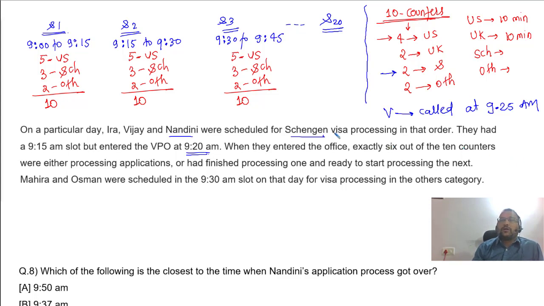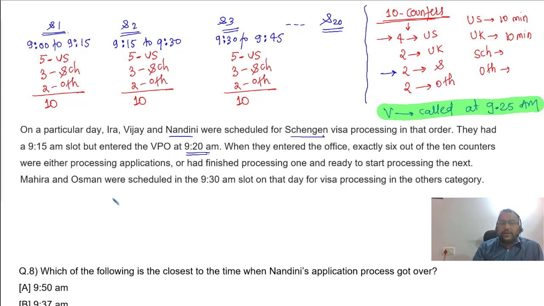And we know one more data over here. What is that data? Vijay was called at 9:25 a.m. This is the important data over here. How can we use this data? Let's have a look at it. Vijay came at 9:20, but Vijay was called at 9:25. So let's have a look at it.